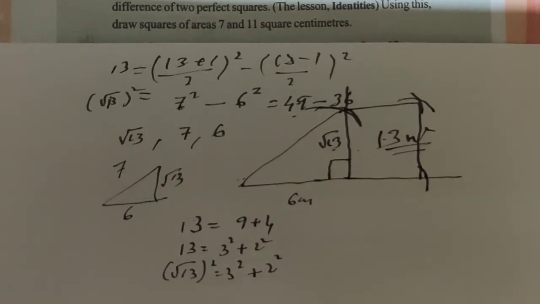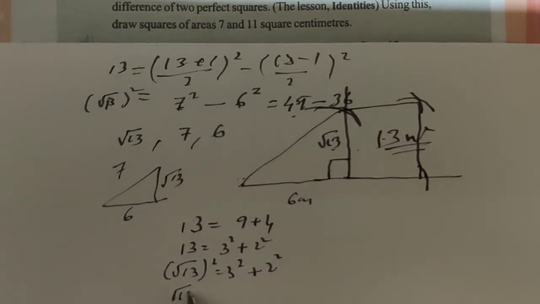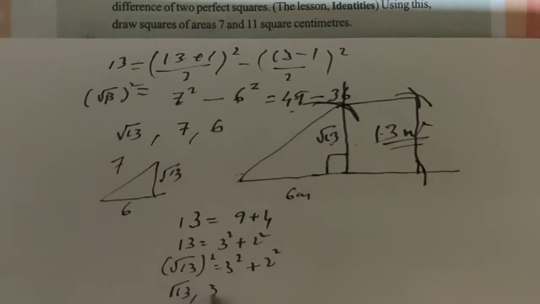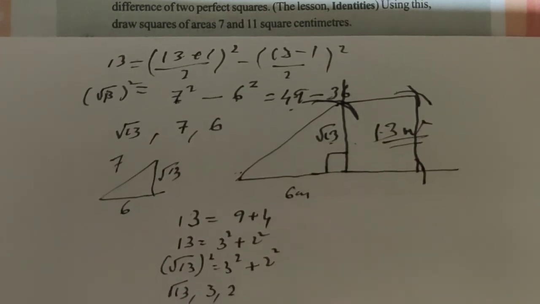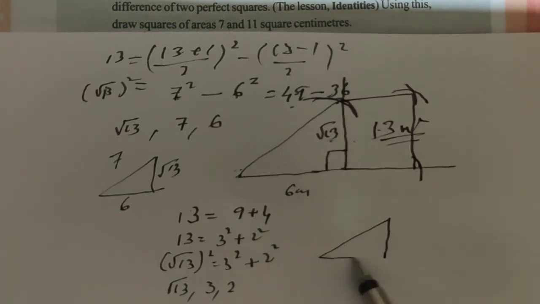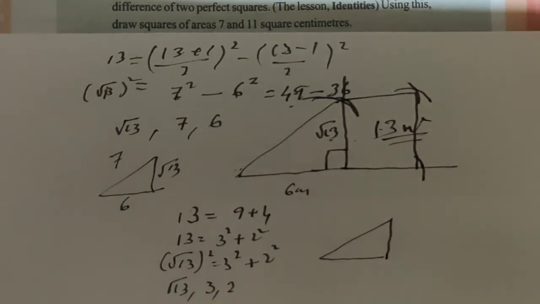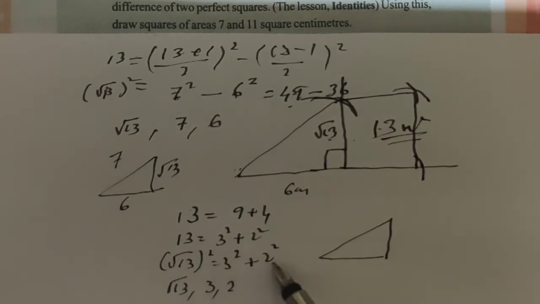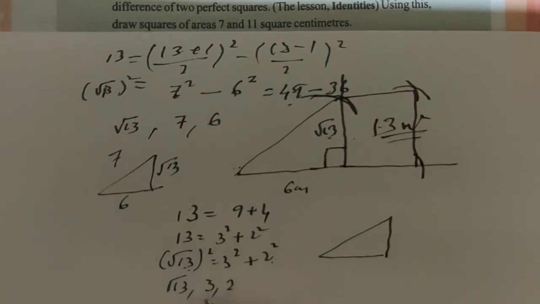3 Pythagorean triple sides. That is root 13 is one side, 3 is one side, and 2 is one side. Then you want to map the three sides into a Pythagorean triplet. Which is the longer side here? You know the longer side is root 13, not 3. Using this sum you get 13. Therefore root 13 is greater than 3 and 2.